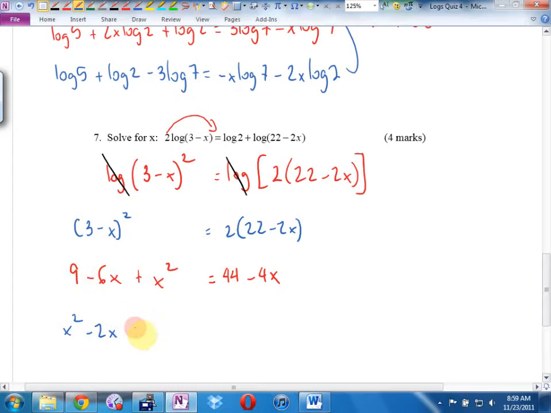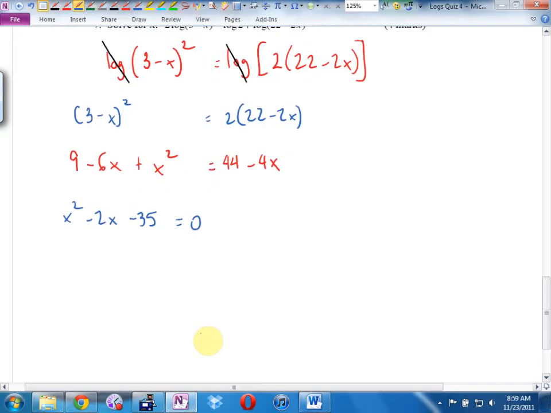I'll factor. Are there numbers that multiply to negative 35 and add to negative 2? If I didn't factor, I'd use the quadratic formula. Oh, no, there is. It does factor. Whew. x minus 7, x plus 5 equals 0. What are my roots? 7 and negative 5.